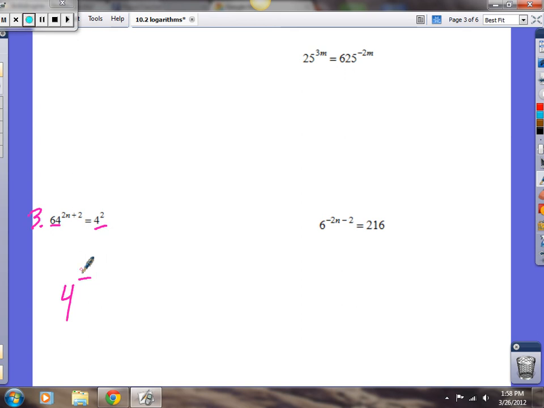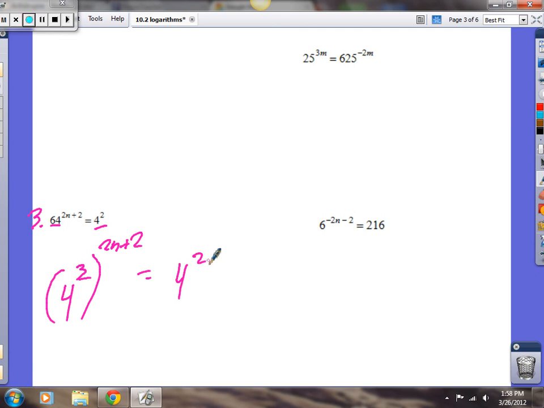4 to the 3? Yeah. So you have manipulated. You have rewritten 64 as 4 cubed. So now it's going to be 4 cubed, and then to this power of 2m plus 2. On the right, we didn't have to change anything, so it's going to be 4 squared.